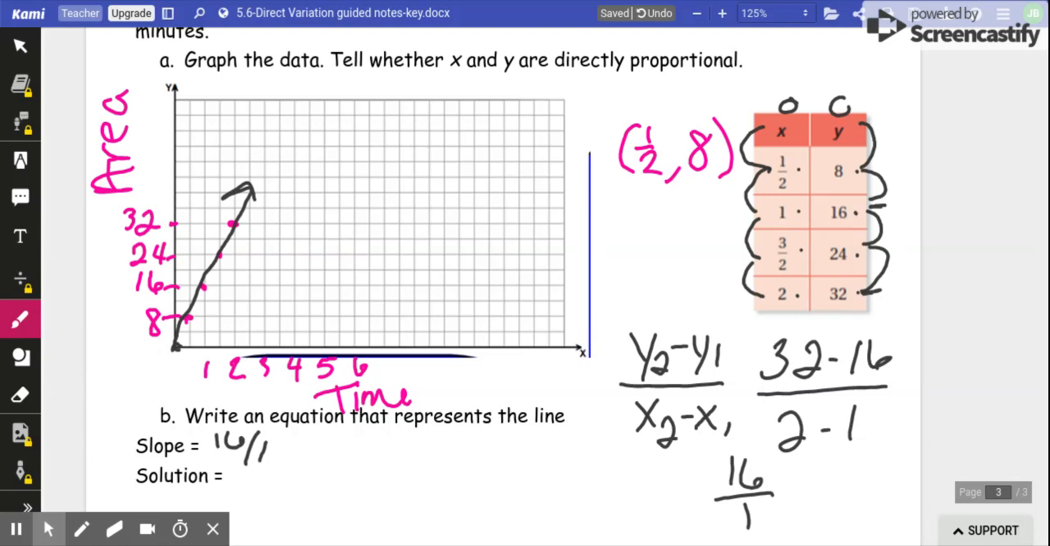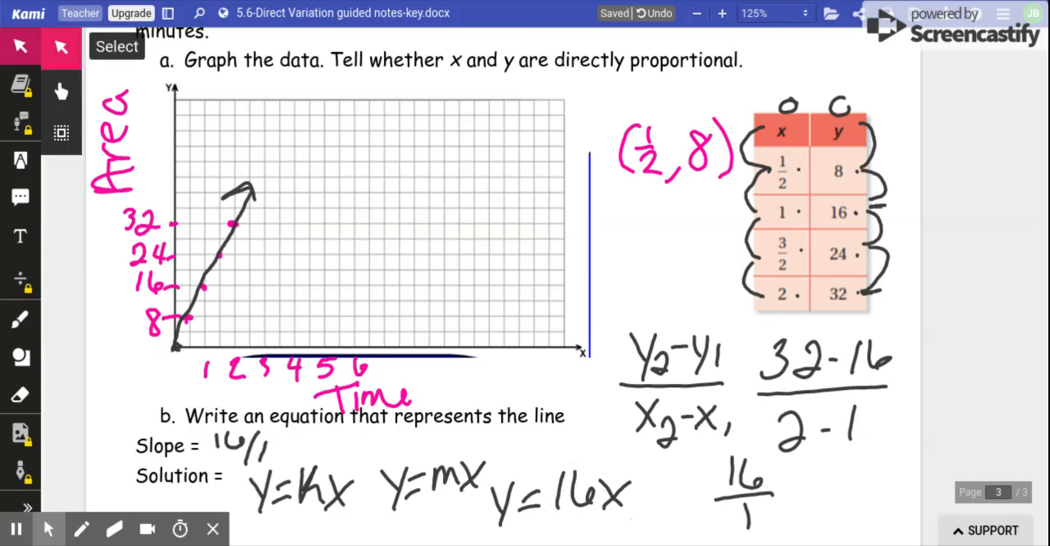So that means I'm going to take my equation, y equals kx, or y equals mx, could be our equation, because m is our slope. I'm going to plug in 16 for that, and that actually just gives us our equation. So y equals 16x.